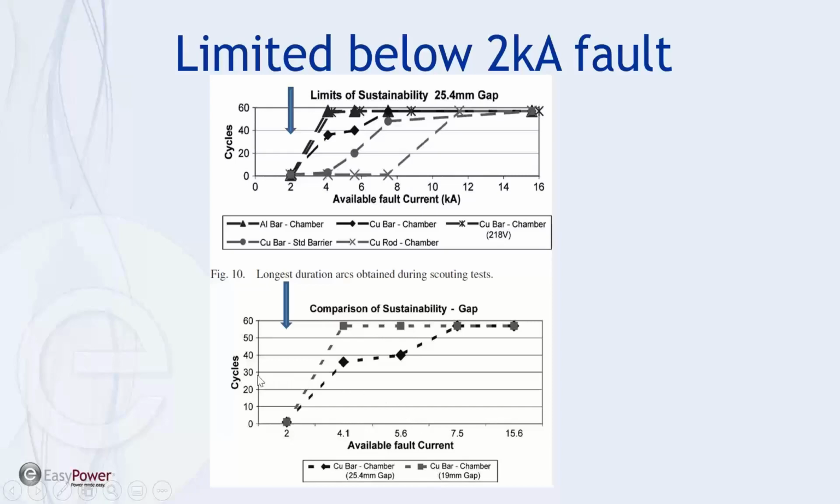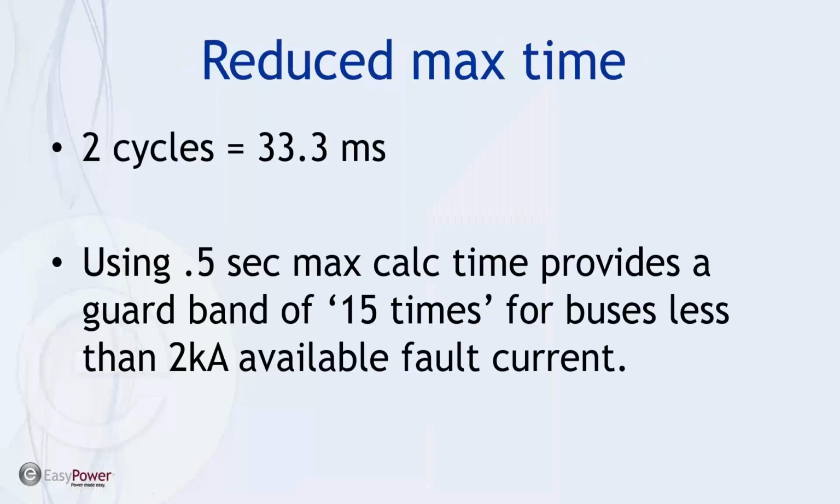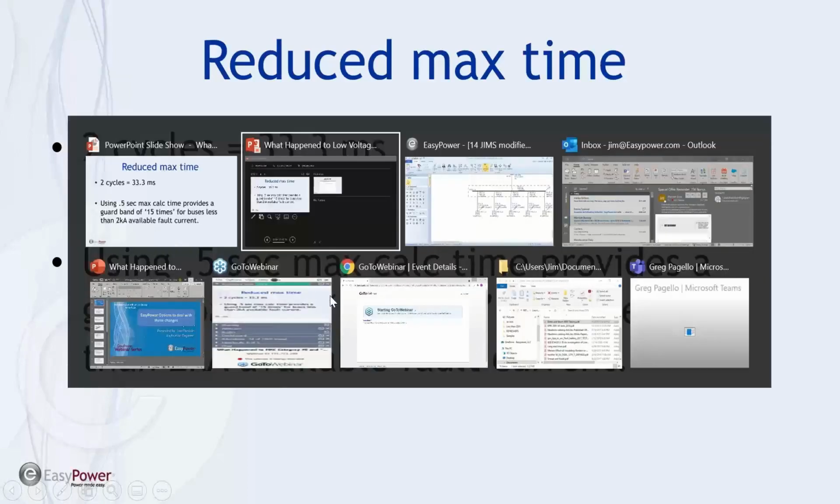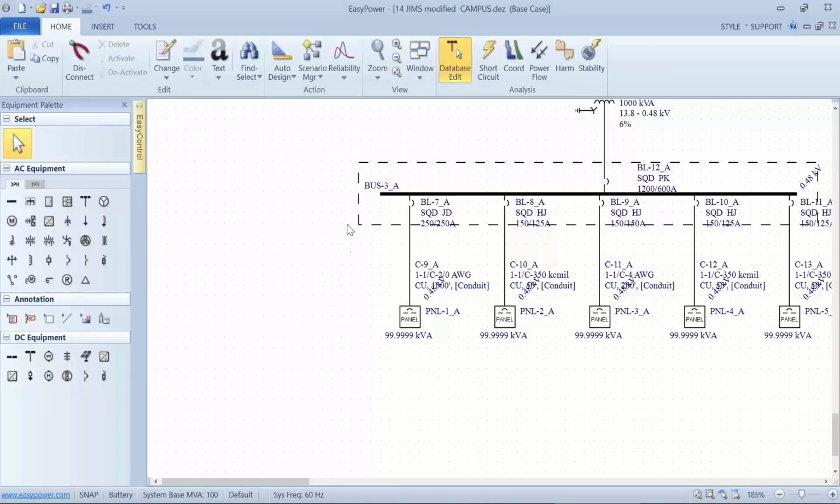Now, the point I'm trying to make is, if in fact I have a situation where the arc won't self-sustain for 2 cycles, then in reality, my arc time is going to be somewhere in the neighborhood of 33 milliseconds. And so it's possibly advisable, at least, that using a half-second limit rather than the 2 second limit for max calc time gives me a guard band of over 15 times on those types of equipment. So let's go back to EasyPower and see what this means.